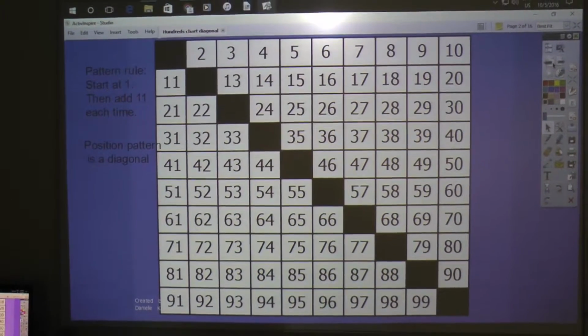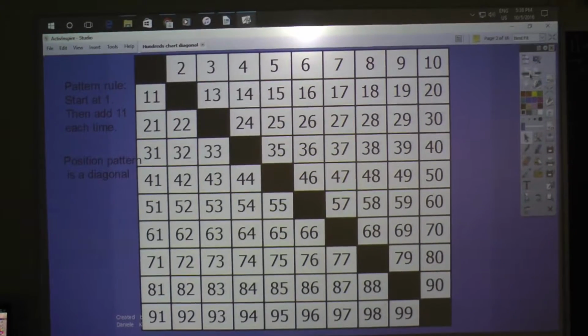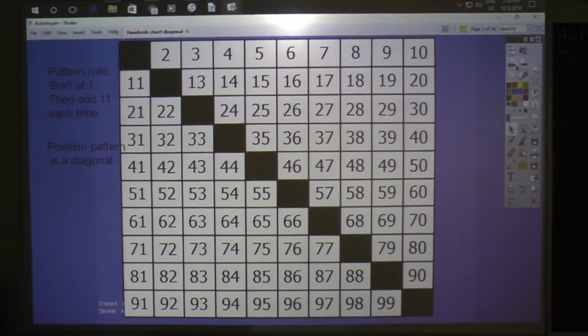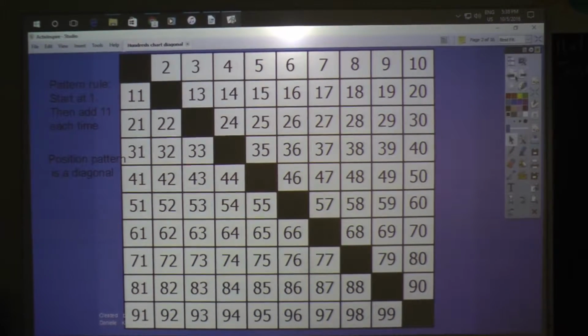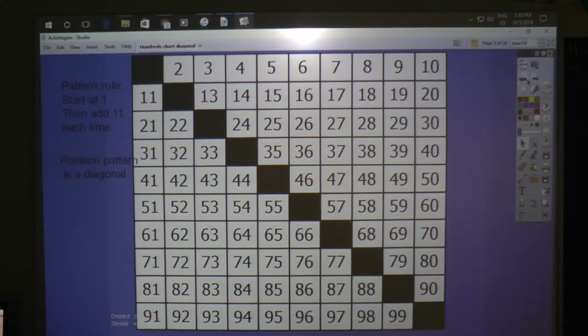This is a hundreds chart. It can be described in 2 ways. There is a position pattern that we can describe. The position pattern is a diagonal. It runs 1 down, 1 to the right. It can also be described with a pattern rule.